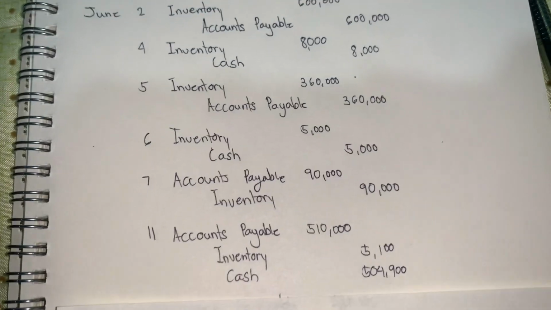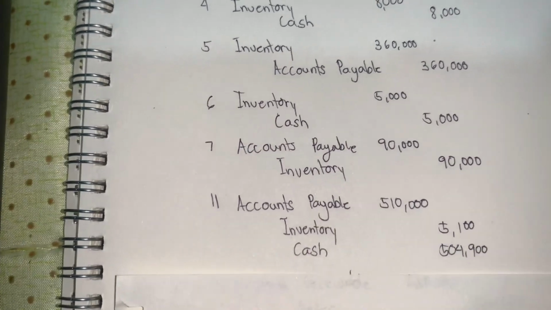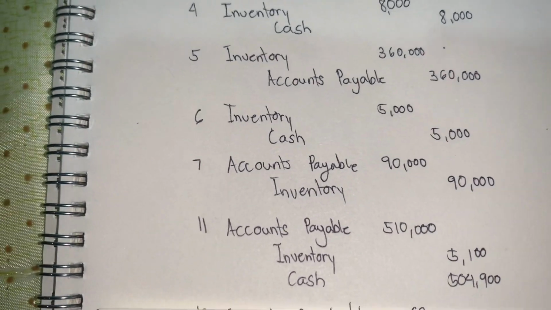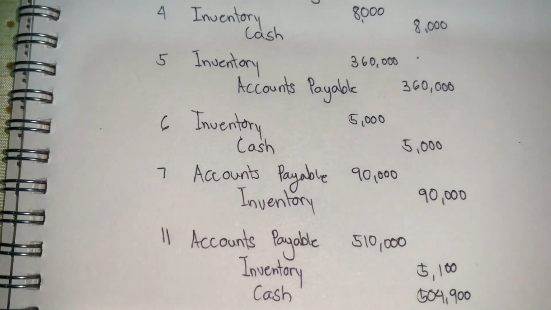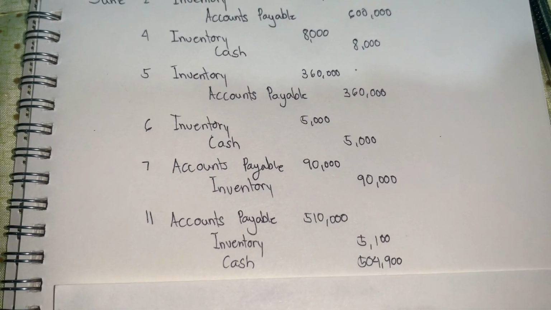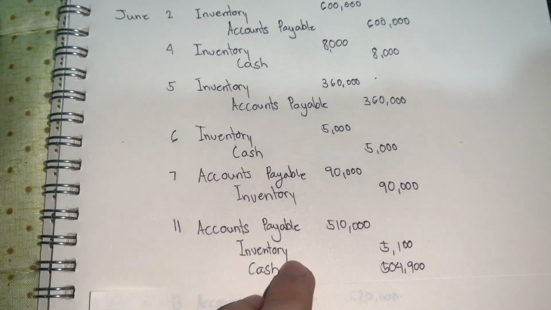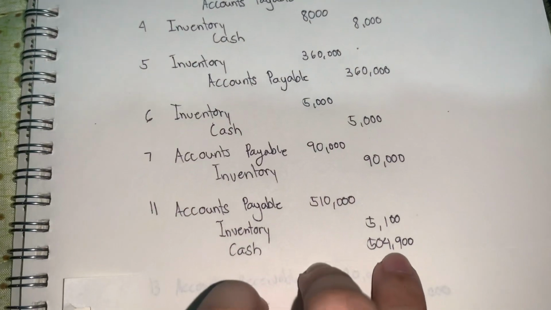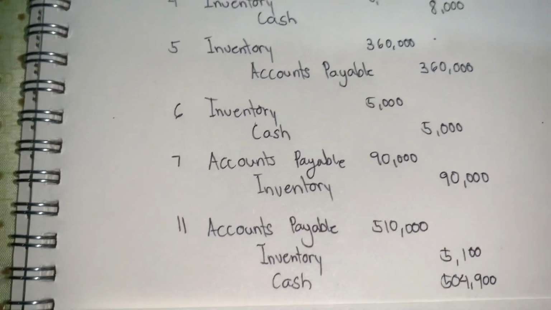As you noticed, in periodic system, it is called a purchase discount. While here in perpetual system, discount is deducted directly from inventory since the cost of goods actually paid becomes lower. Perpetual keeps inventory at its net cost. So yeah, the deduction will be directly to inventory. That's why we credit inventory for 5,100 and we credit cash for 504,900 since we already paid our purchases that was recorded on June 2.